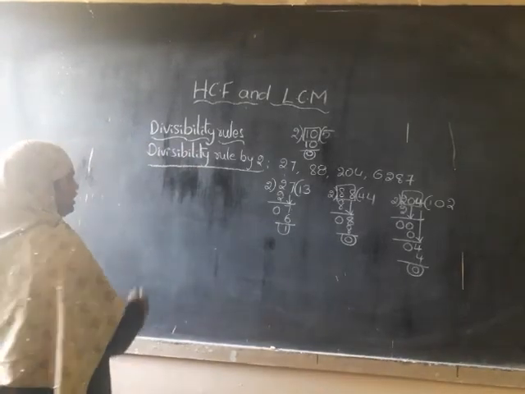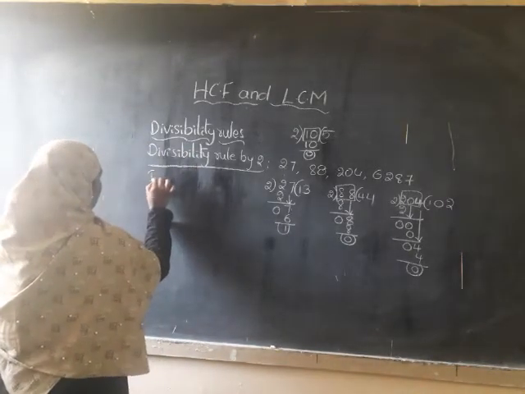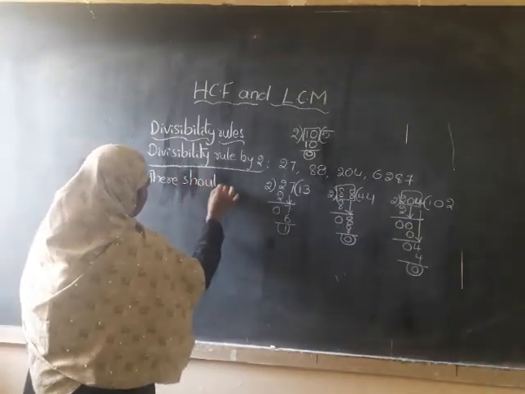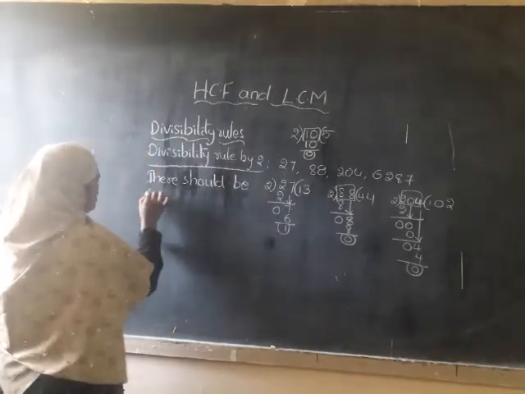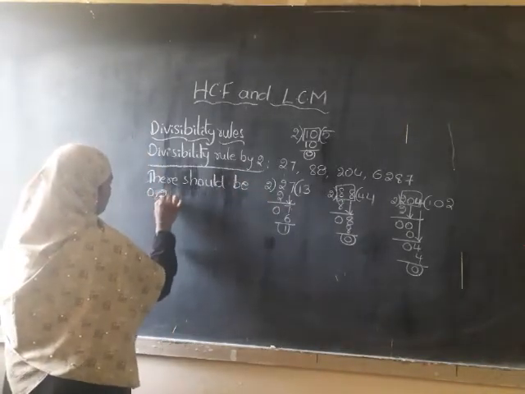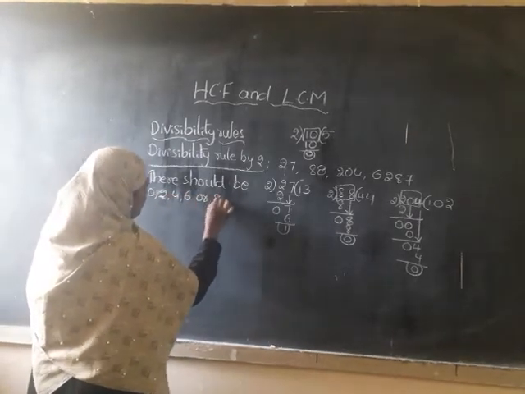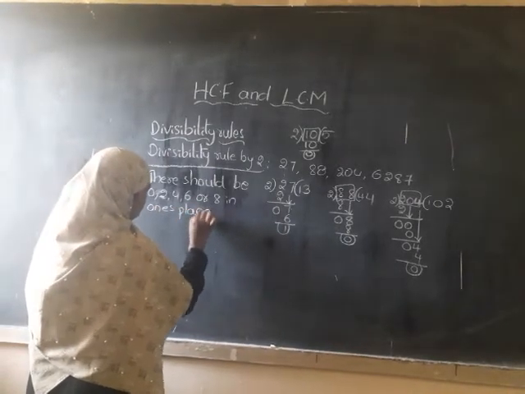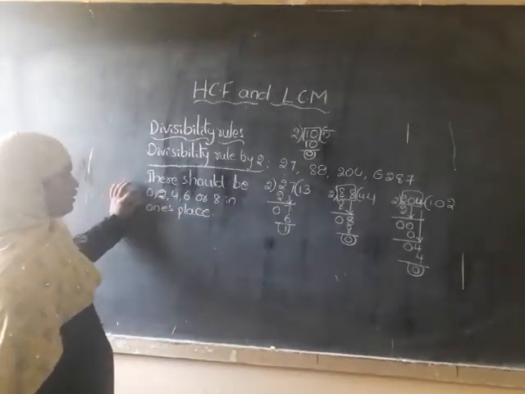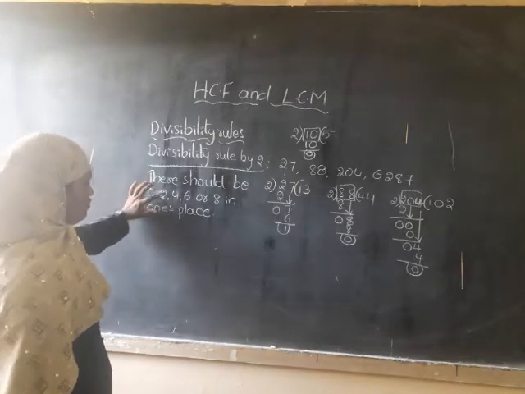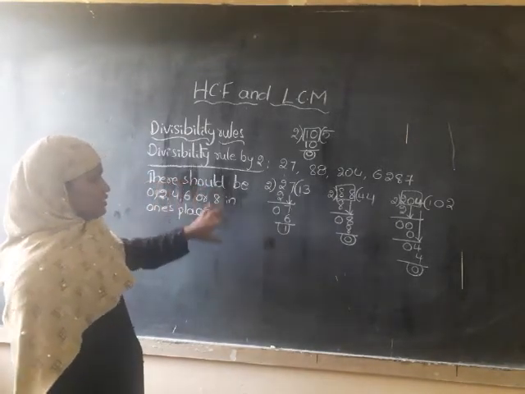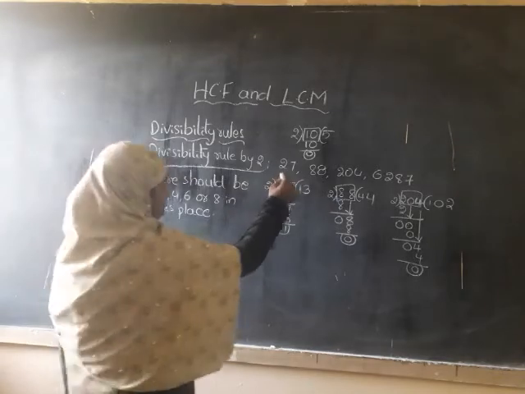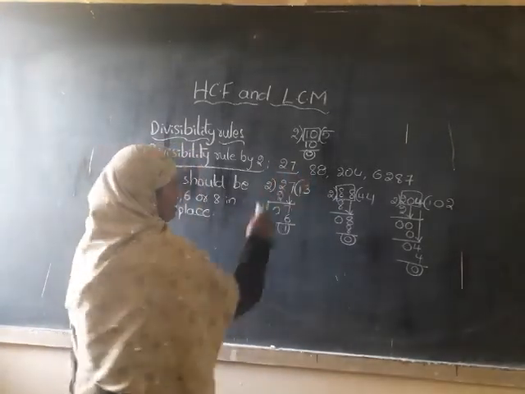So if you see, there should be 0, 2, 4, 6 or 8 in ones place. Then the numbers are completely divisible by 2. For example, take this number. In ones place there is a 7.